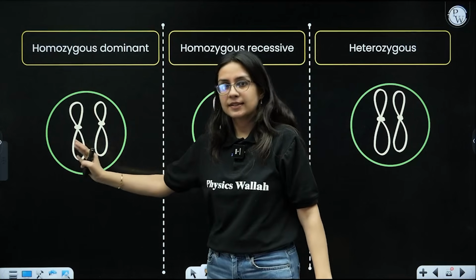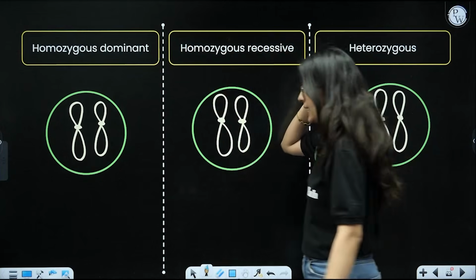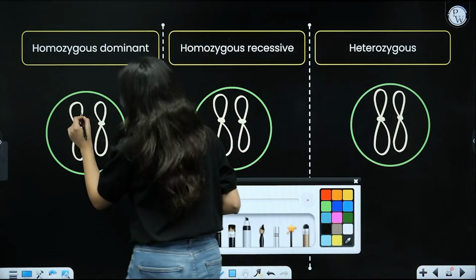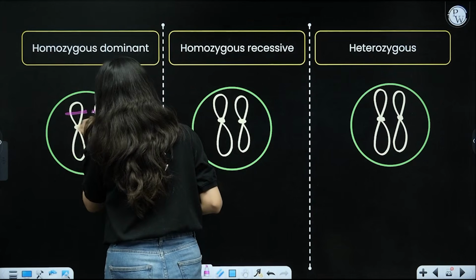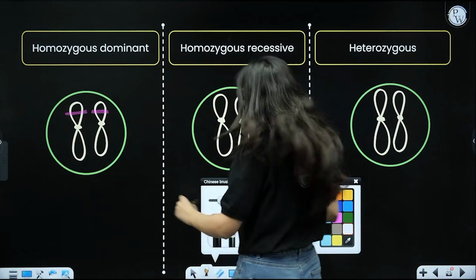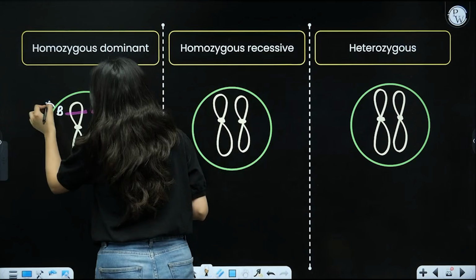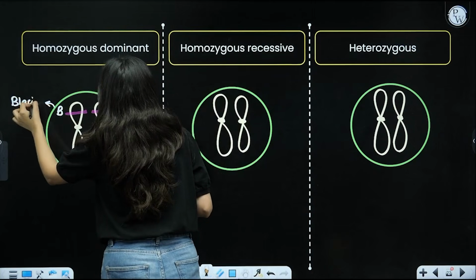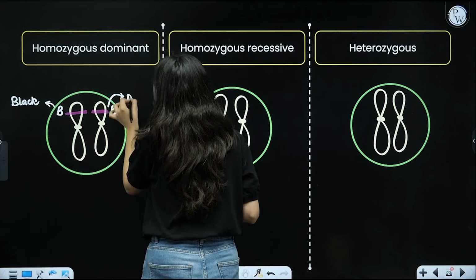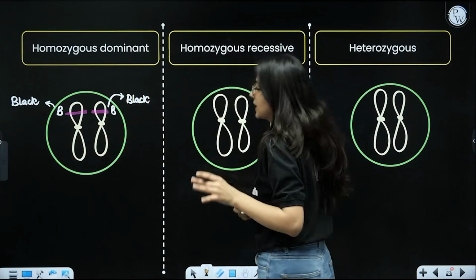But first, let's take three cases. Case 1, case 2, case 3. Forget these three terms for now. Simply let us make the allelic combination for hair color. We have this gene for hair color. This one says that the hair color has to be black, so I'm writing capital B. And this one also says that the hair color has to be black. Both the alleles are absolutely the same. One allele says black hair color, the other also says black hair color.